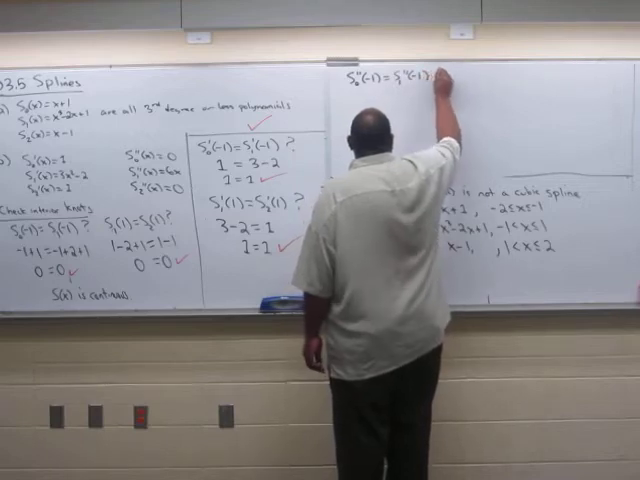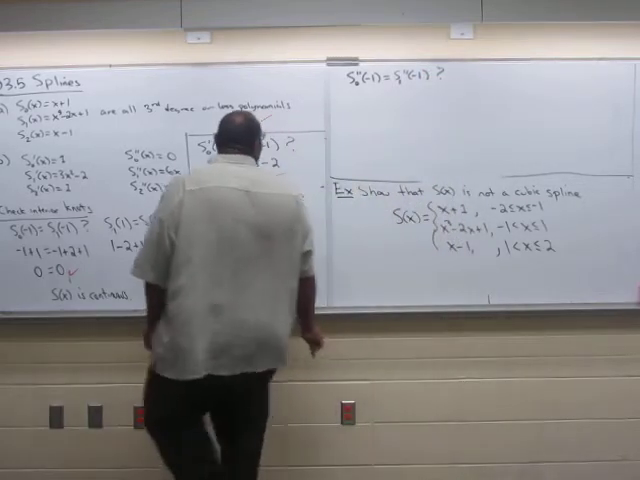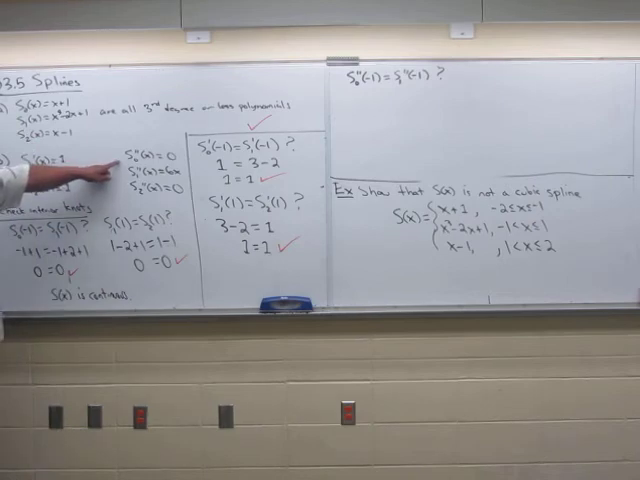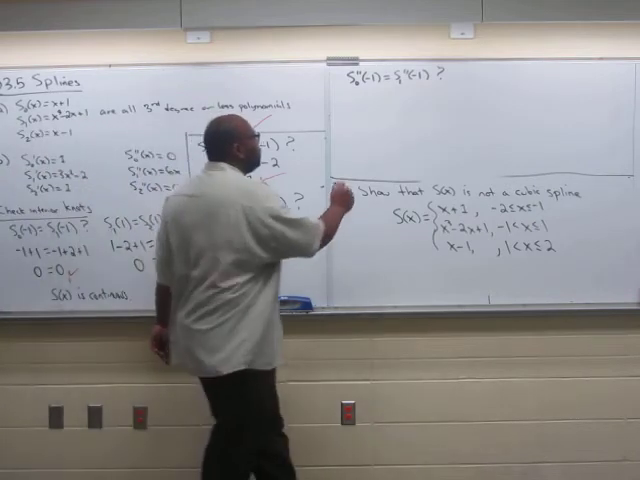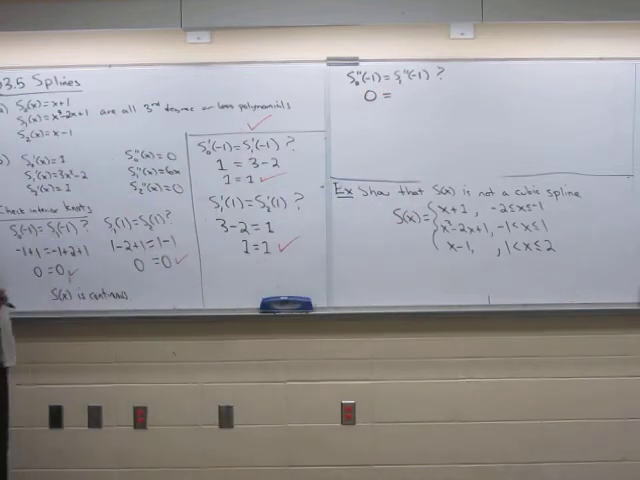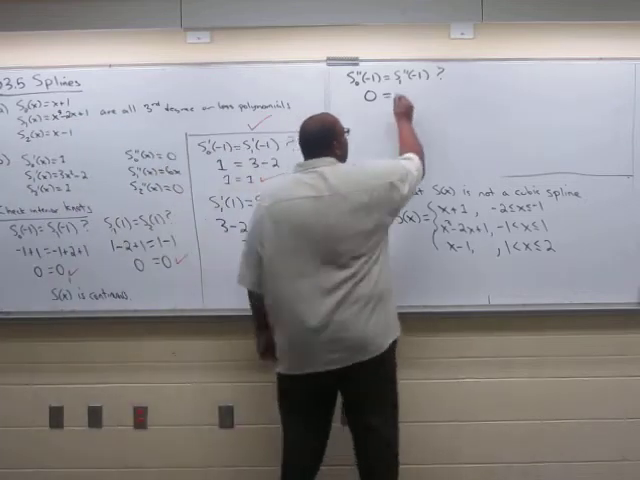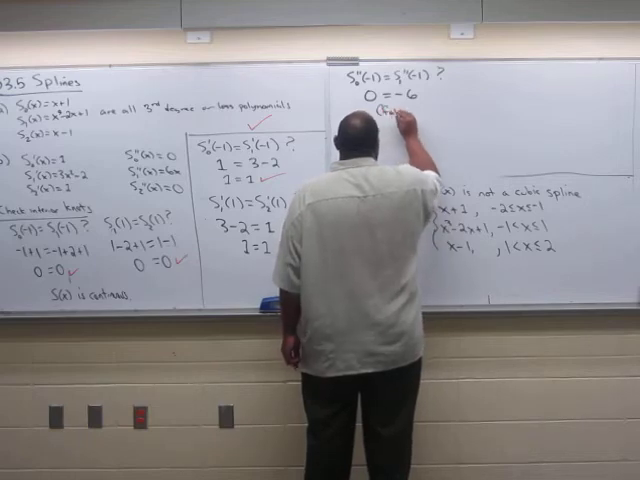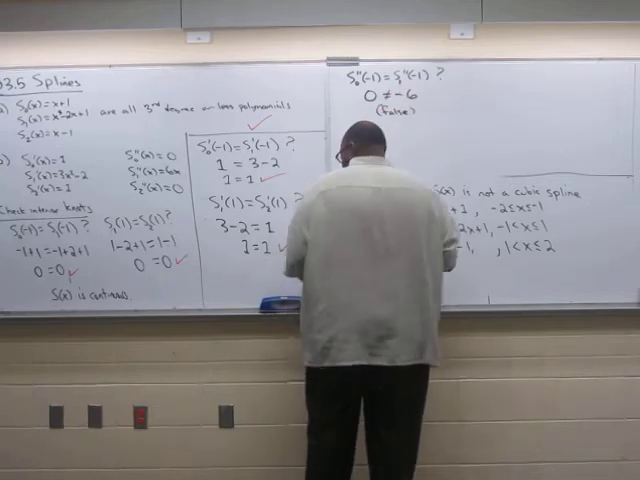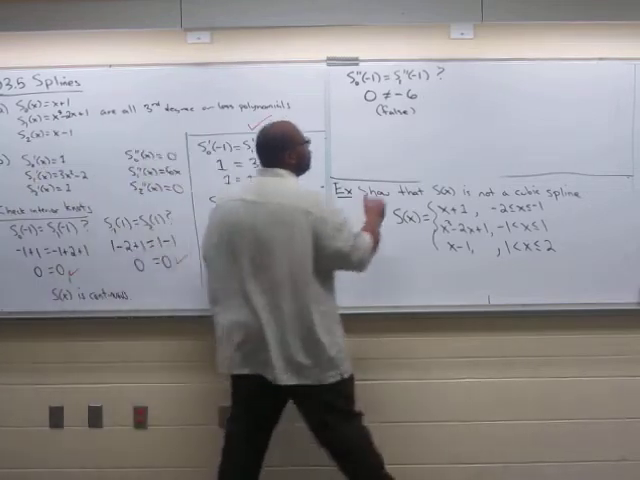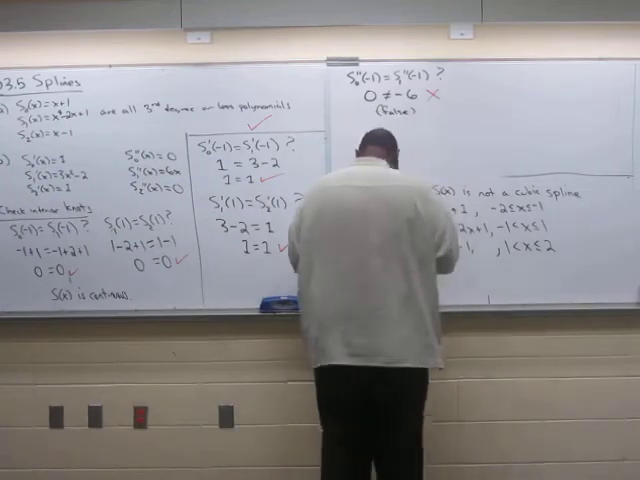Okay, all these guys. If I plug -1 into s sub 0 double prime, I get 0. And if I plug -1 into s sub 1 double prime, I get -6. By the way, this is a false statement, folks. These guys are not equal. So this guy fails. Okay, get an X right there.